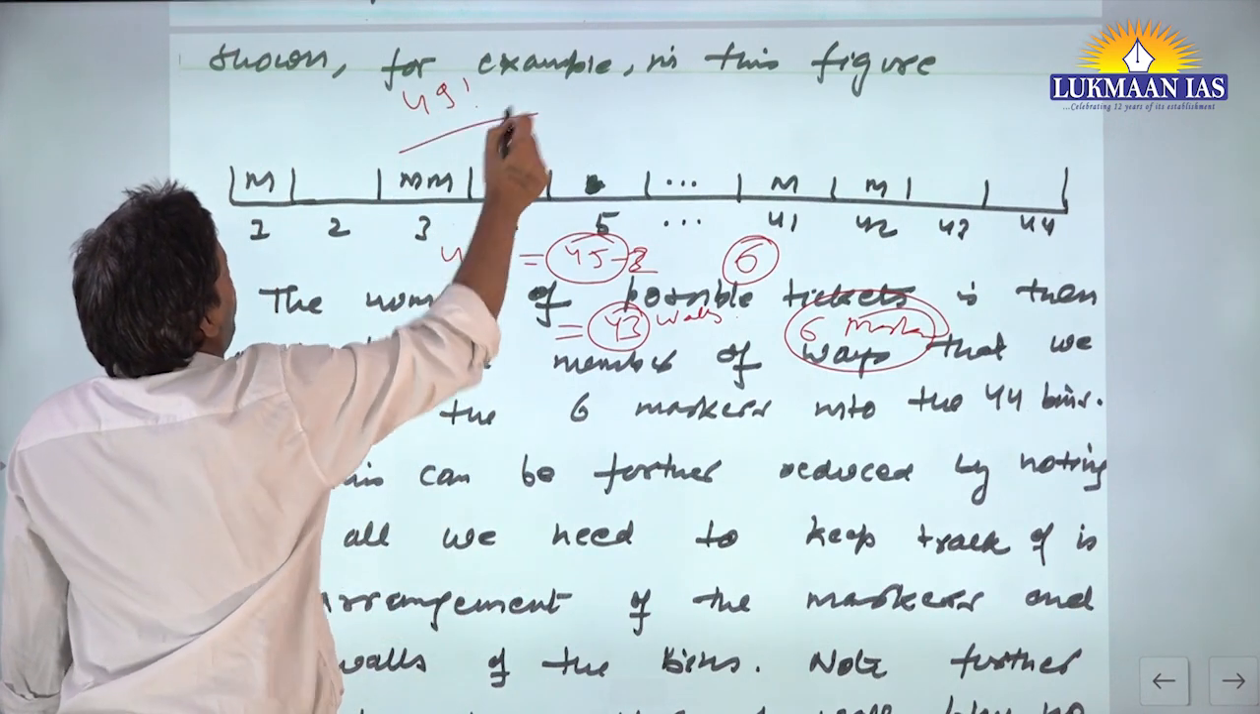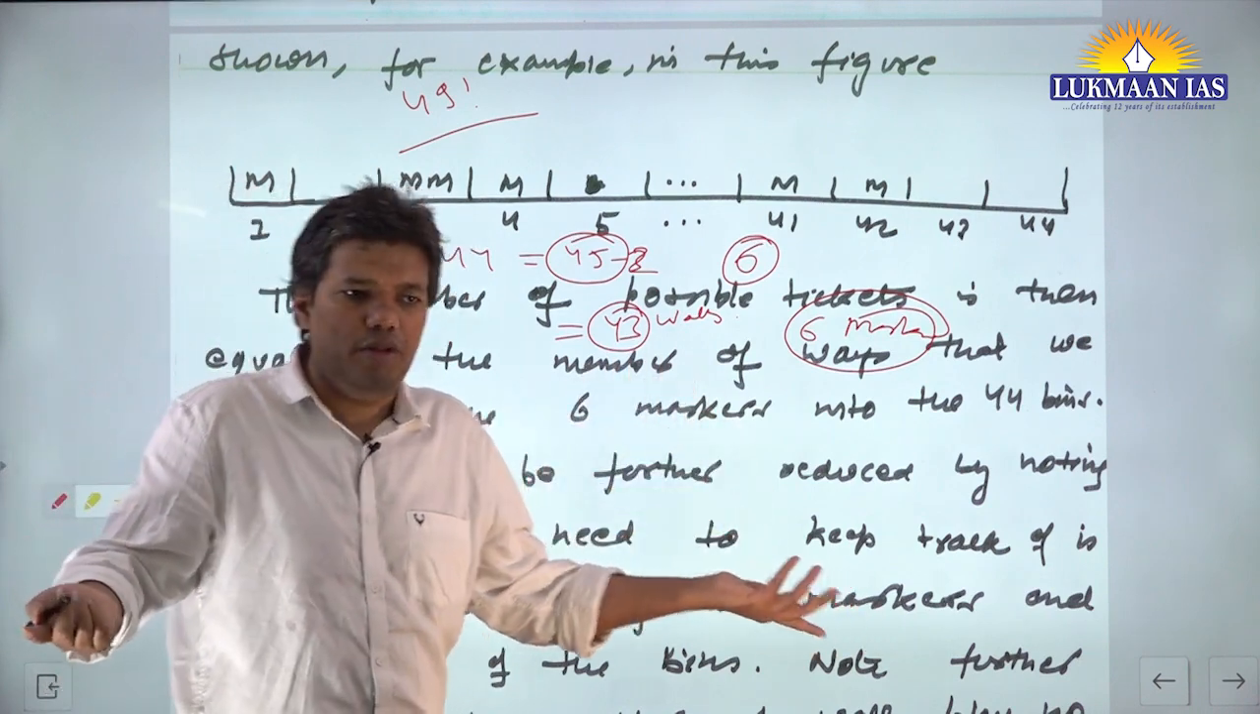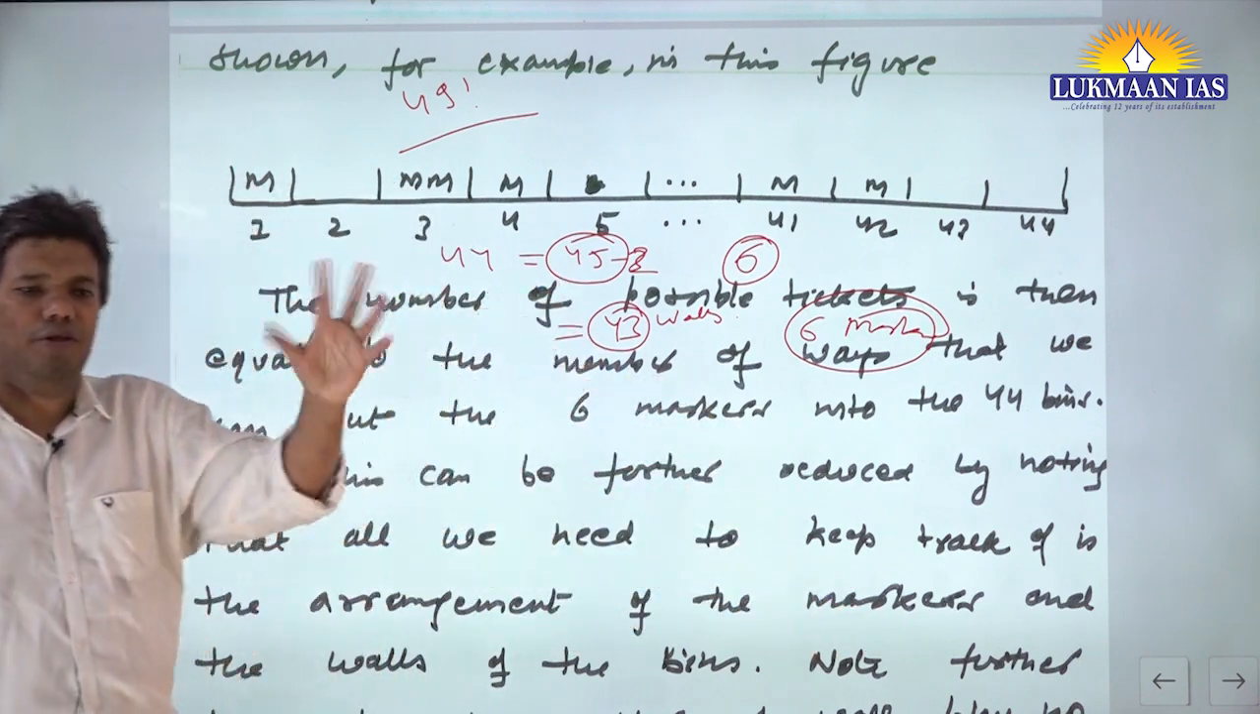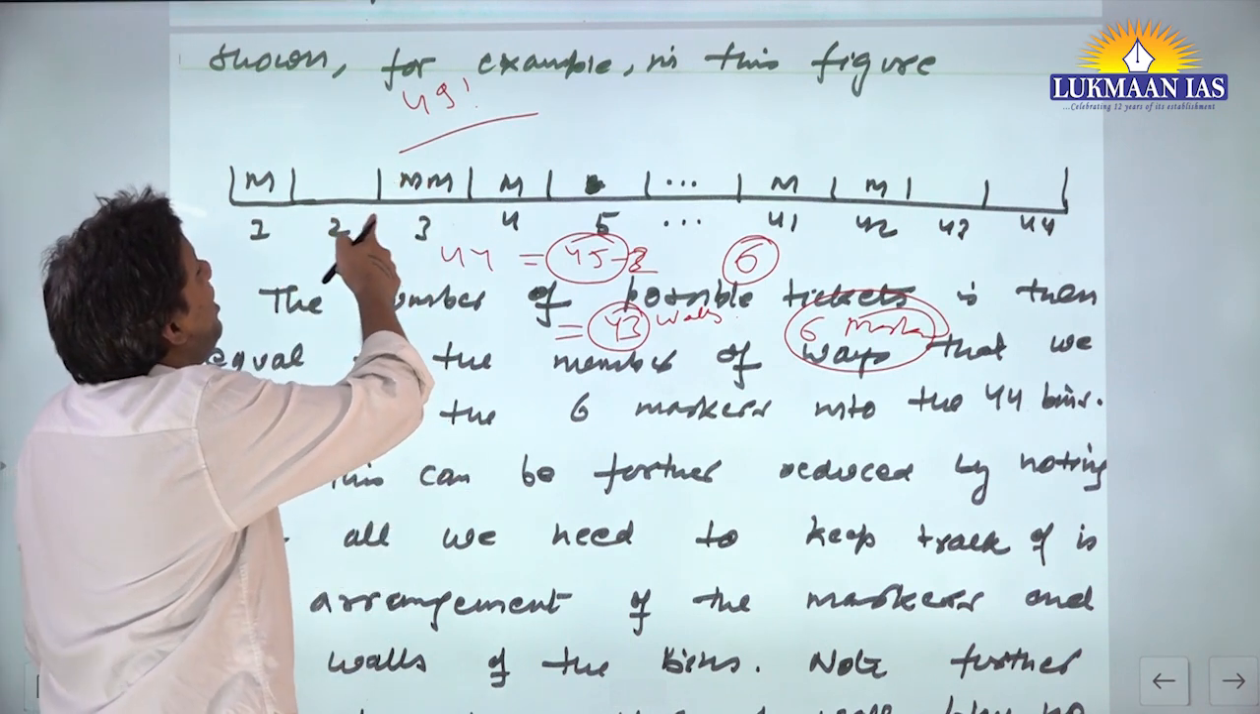49 का arrangement कितना होगा? 49. If there are 49 objects, they can be arranged in 49 factorial ways. Just now हमने देखा ना, 6 objects can be arranged in 6 factorial ways. So 49. But how many are identical?